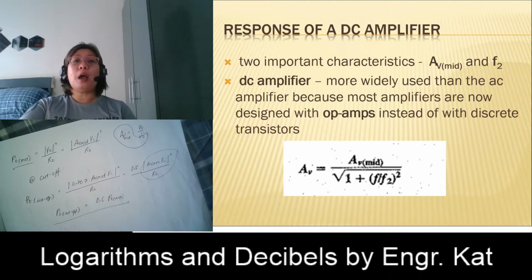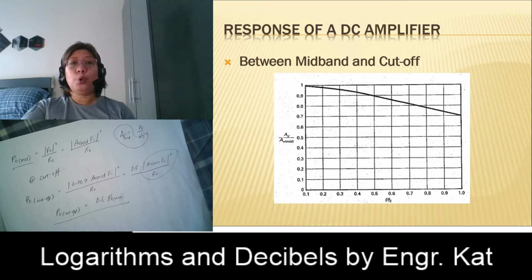So once it reaches your F2, once it reaches its upper cutoff frequency, again the gain will decrease. The decrease in your gain will be based on the frequency that is greater than your F2. So between mid-band and cutoff, if this is our mid-band, automatically we are going to have a decrease in your voltage gain. We can expect a decrease in your voltage gain.